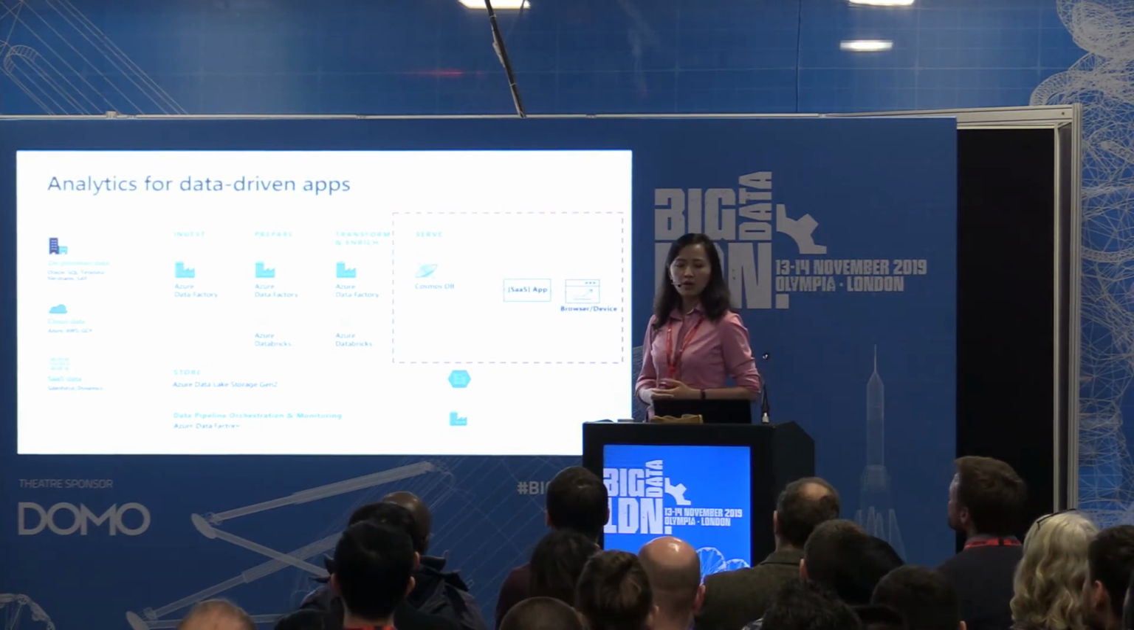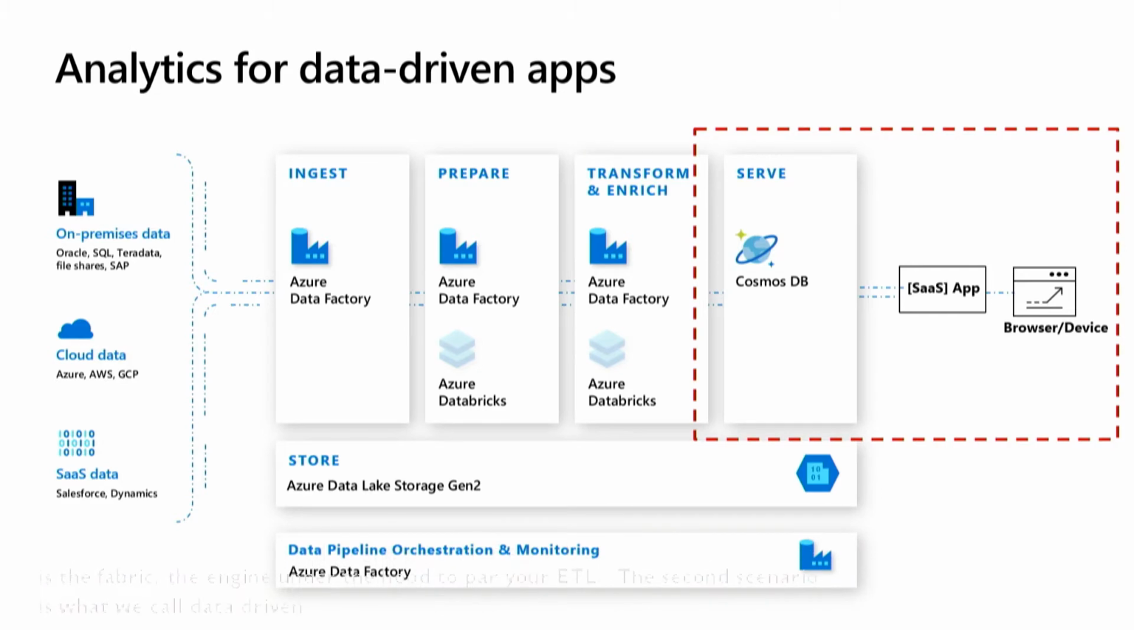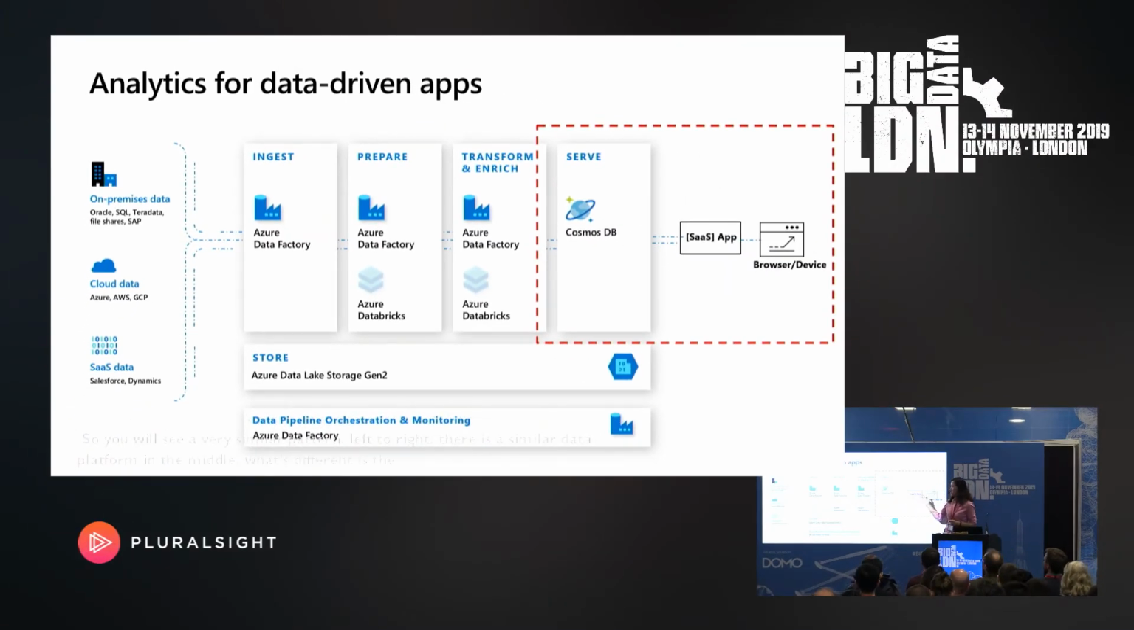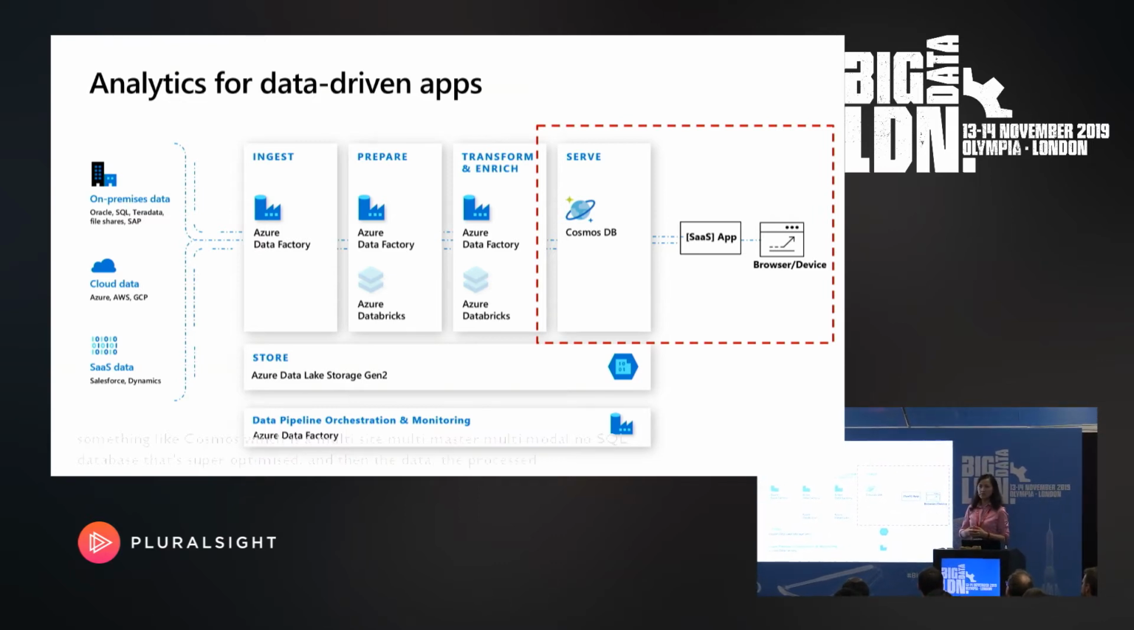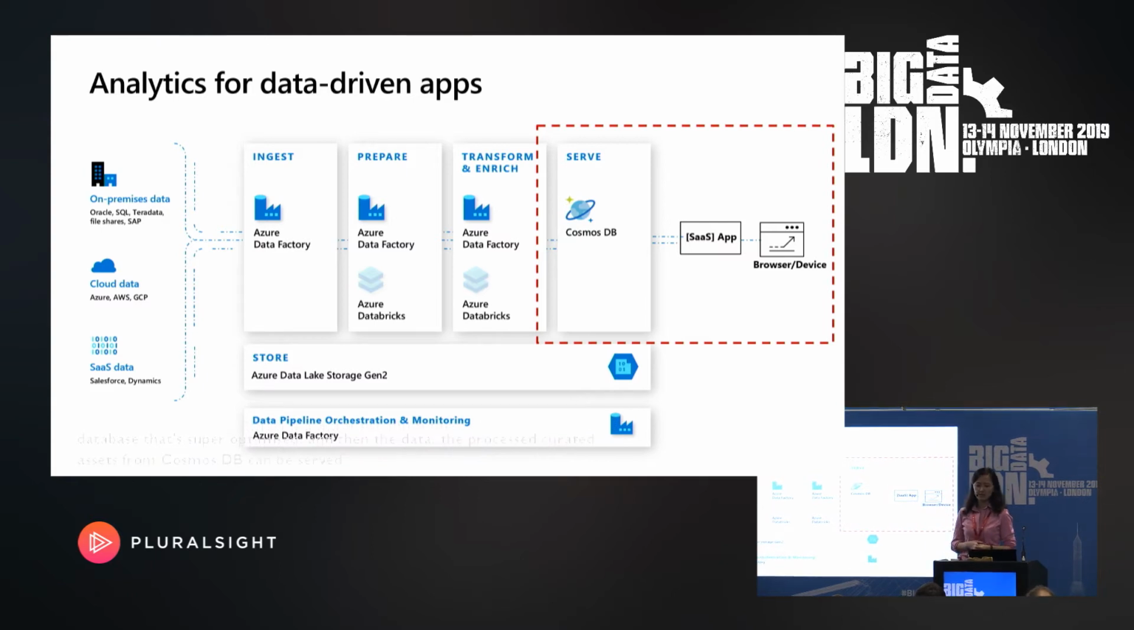The second scenario is what we call data-driven SaaS applications. So this is typically seen when we work with ISVs who build software as a service offerings for their customers. So you'll see a very similar pattern left to right, right? There's a similar data platform in the middle. What's different is the data can be served into something like Cosmos, which is a multi-site, multi-master, multimodal NoSQL database that's super optimized for OLTP workloads. And then the processed, curated assets from Cosmos DB can be served using your IoT or browser-based applications.